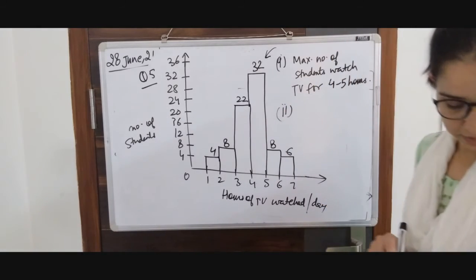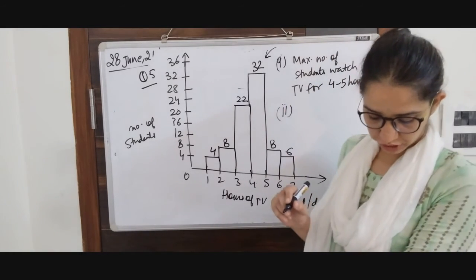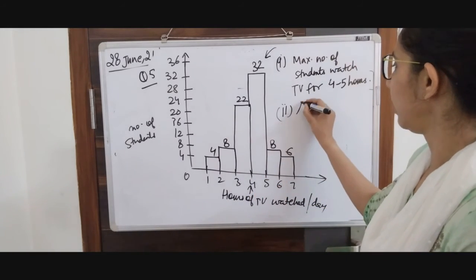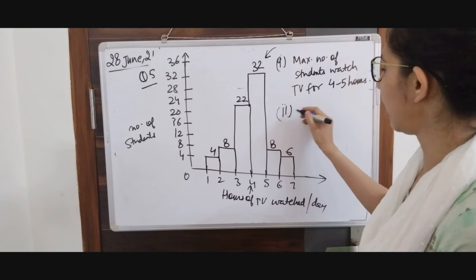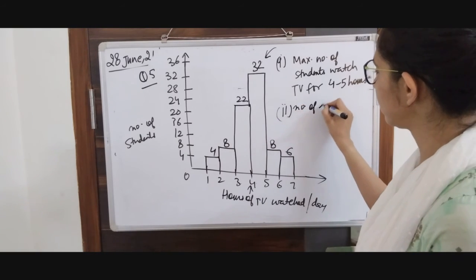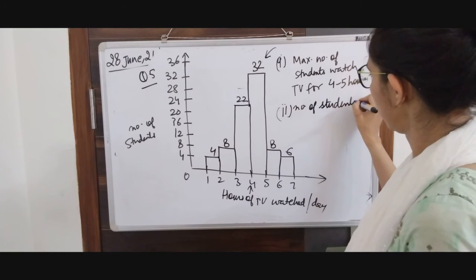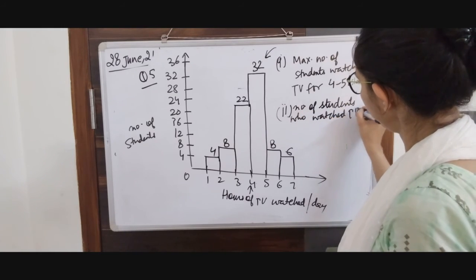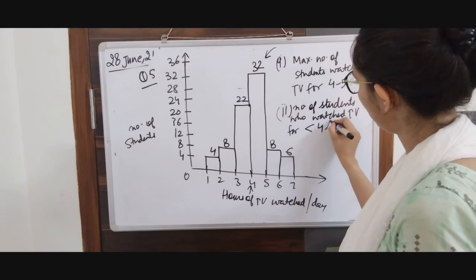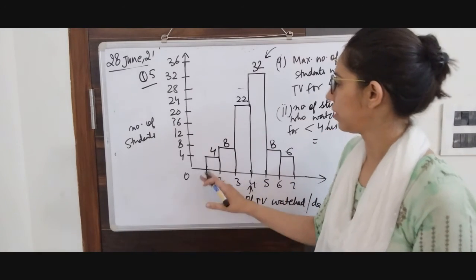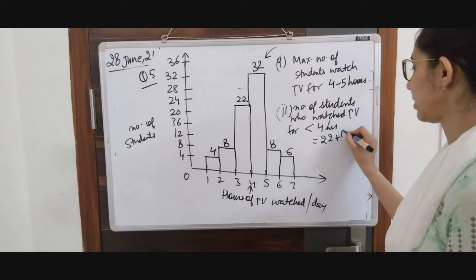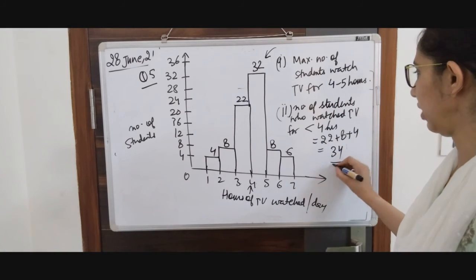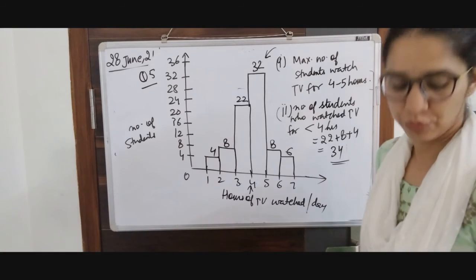Now the second one is how many students watch TV for less than 4 hours? This is our less than 4 hours. Number of students who watched TV for less than 4 hours, we will add them up. It is going to be 22 plus 8 plus 4. So it is going to be 30 plus 4, 34. 34 students watch TV for less than 4 hours.